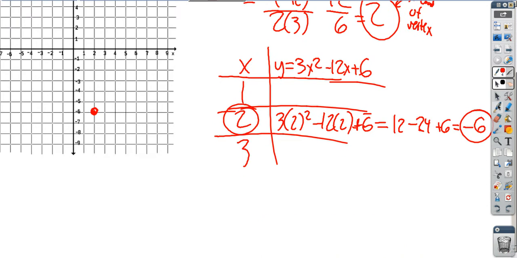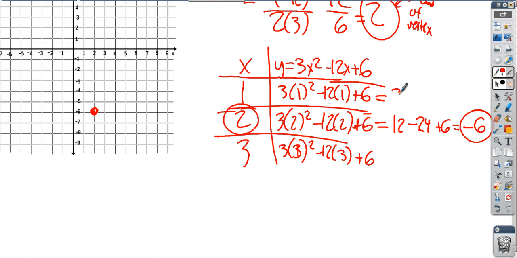Okay, then same thing for these other ones, so let's plug in 1 right here. And here's another nice thing about the parabola. Parabolas are symmetric. So that means the 1 and the 3, when I plug them in, are actually going to give me the exact same number. That's supposed to be a 3 right there. So this is going to be 3 times 1 squared, which is 3. Minus 12 times 1 is minus 12, plus 6. 3 minus 12 is negative 9, plus 6 is negative 3.